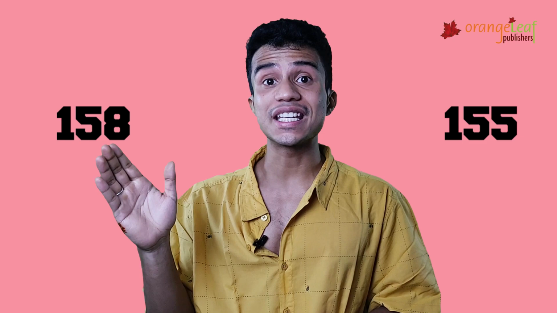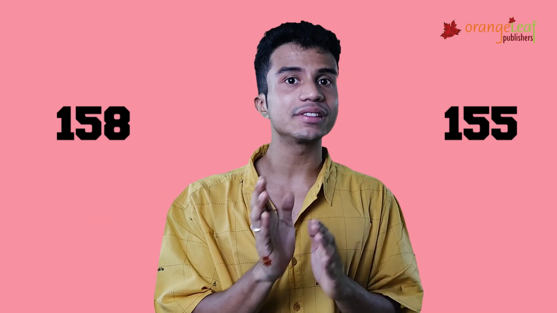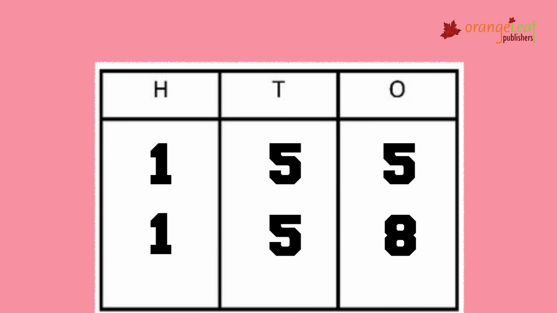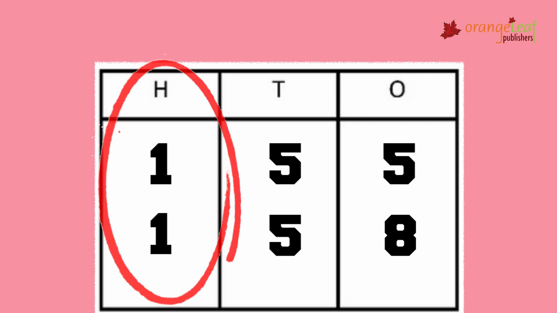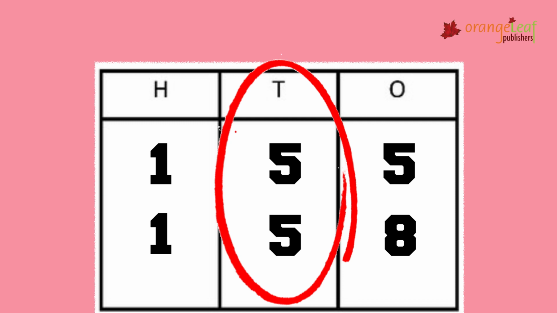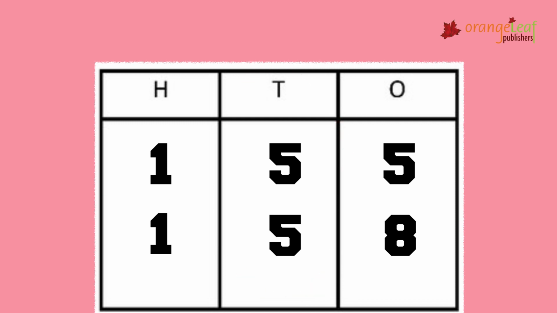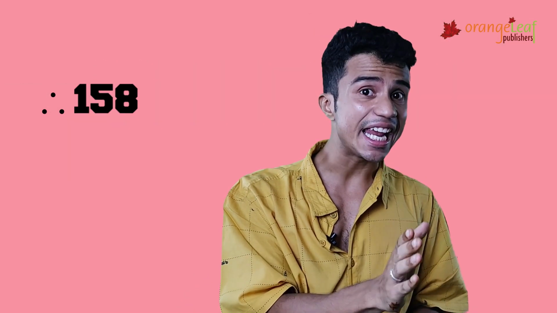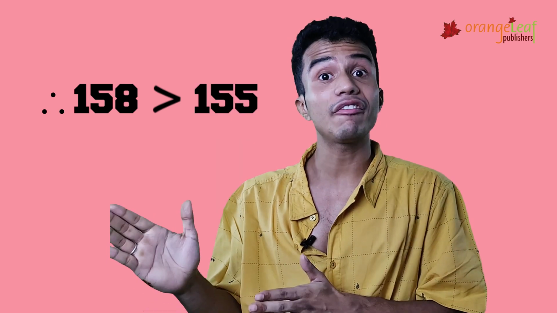Now let us compare a little complicated number like 155 and 158. Now when we write both the numbers in the order that we have learned, which is hundreds, tens and ones, we see that in the hundreds place 1 and 1 are same. In the tens place 5 and 5 are again same. But in the ones place, on one side you have 5 and on the other side you have 8. 8 is a greater number than 5. Therefore, 158 is greater than 155.